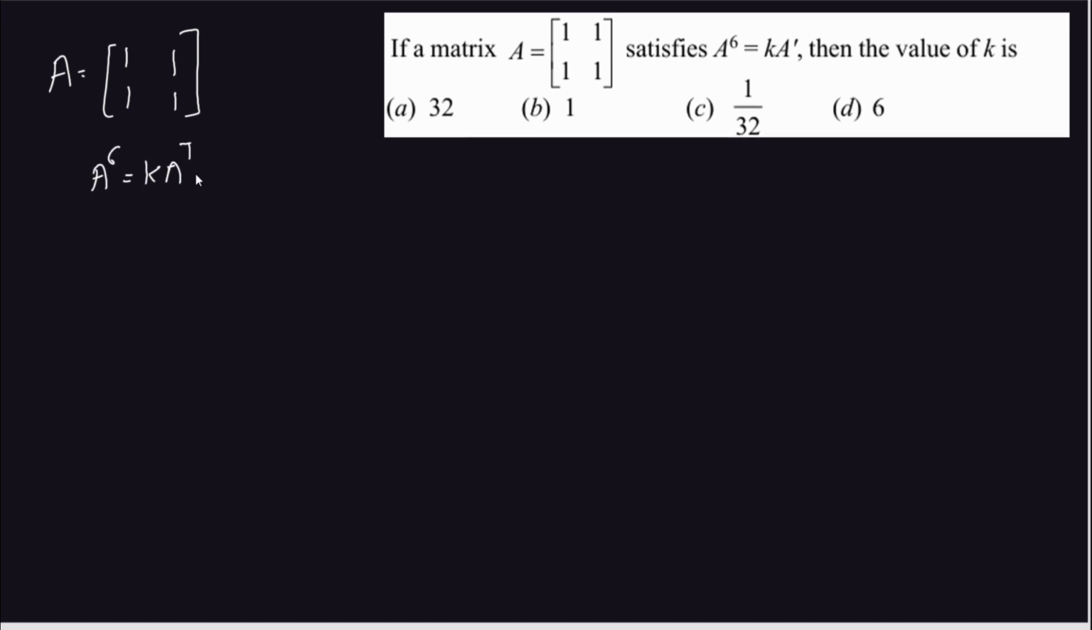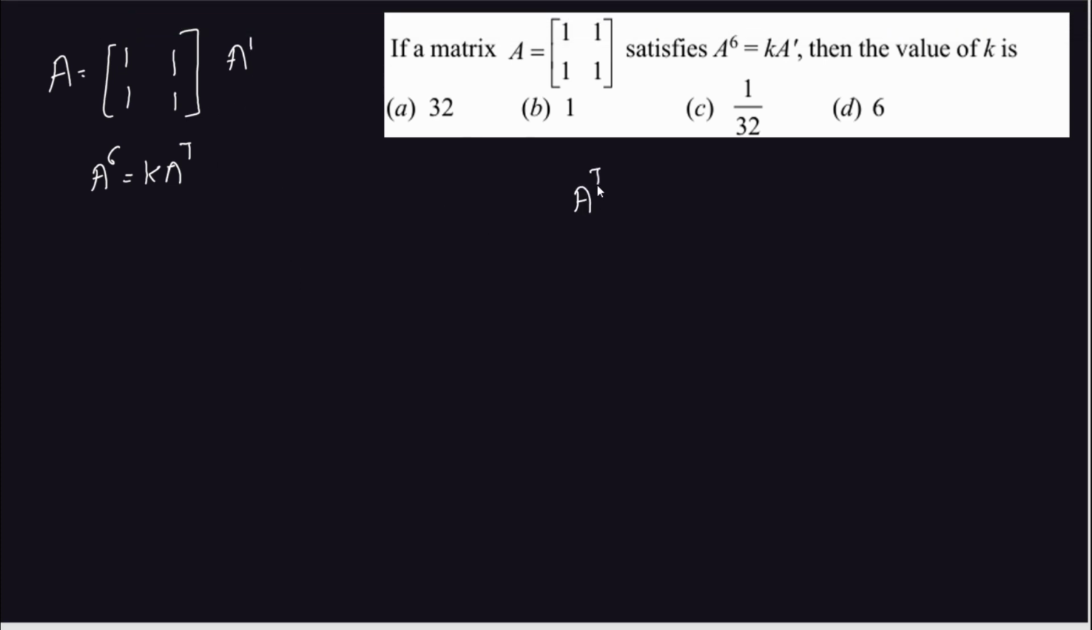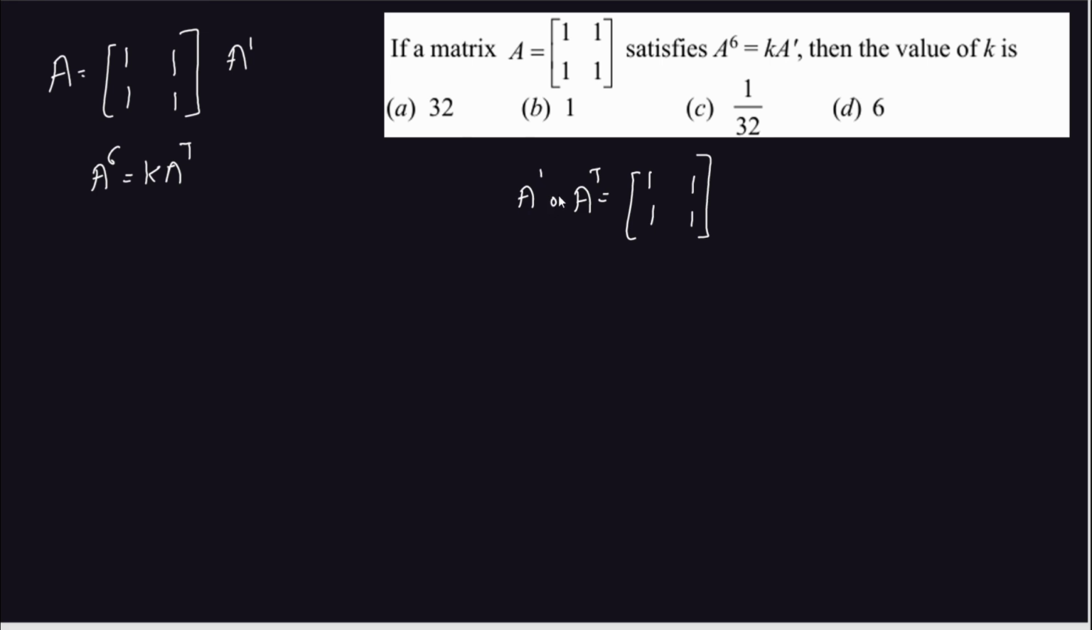What will be the transpose of this A matrix? You can see rows and columns are same, so A transpose will be same only. What will be A transpose? A transpose will be 1, 1, 1 and 1 only. Correct? This or this, it is the same. That is what I have written. Now, what they have asked: A power 6 is equal to K into A transpose. First, I have found out A transpose.